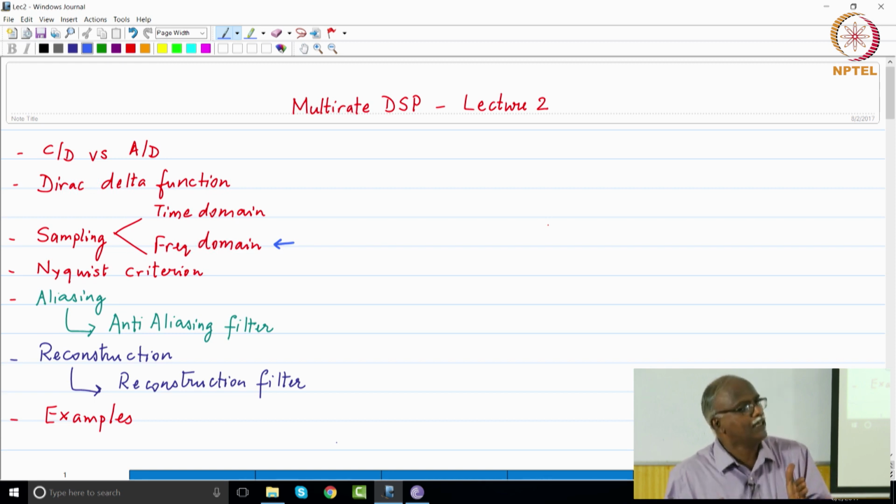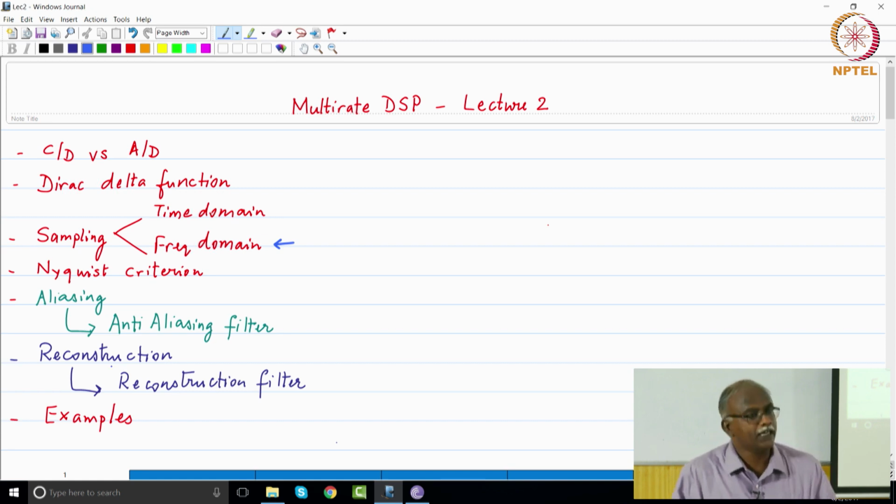What if the Nyquist criterion is not satisfied? Then we have the problem of aliasing. How do you ensure that aliasing is not present? We use something called the anti-aliasing filter. So, why the anti-aliasing filter comes and how multi-rate signal processing helps you work with the anti-aliasing filter. That is a very key takeaway from today's lecture.